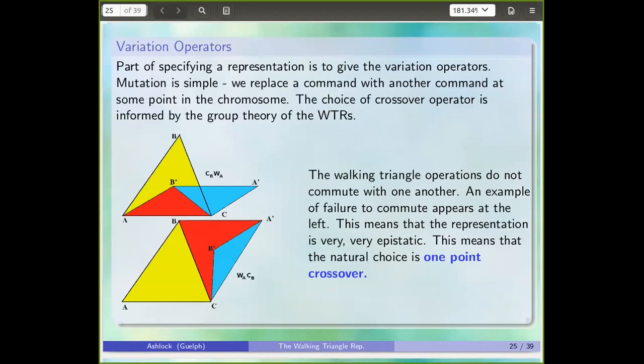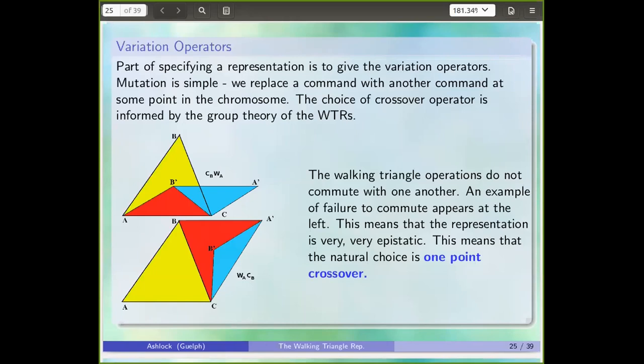But the crossover operator that mimics natural sex, that mixes the chromosomes, is best one point because the walking triangle operations do not commute. There's a very high degree of epistasis, or to put it another way, the worth and meaning of later moves depends on what the earlier moves are. So you want to do as little mixing as possible, though we tried no crossover, and that's worse than one point.